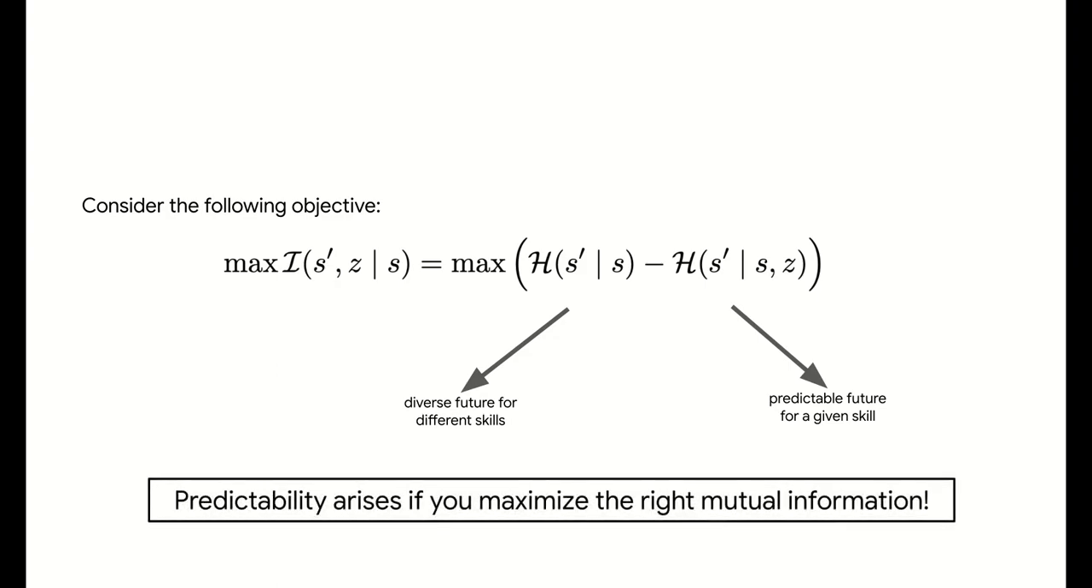The take-home message from this slide is that the notion of predictability in skills can arise if we optimize the right mutual information objective for our skills. Unfortunately, the quantity by itself is intractable to compute and optimize. We provide a high-level explanation on how to do so, but a more thorough and detailed derivation is in the paper.